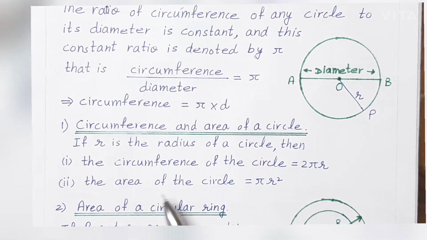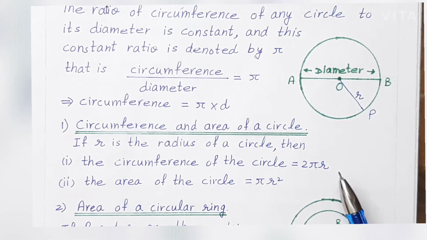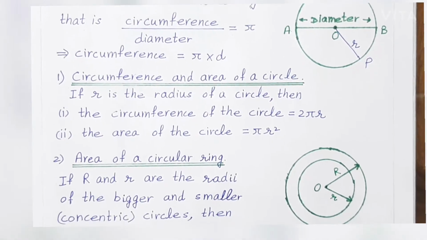Now, area of the circle. Area of the circle is pi r square. Children, you will be using the value of pi as 22 upon 7. Clear? Now, let us move to next topic, that is area of a circular ring.